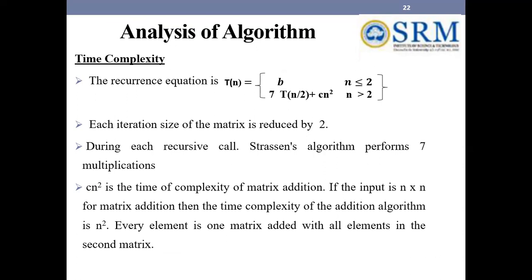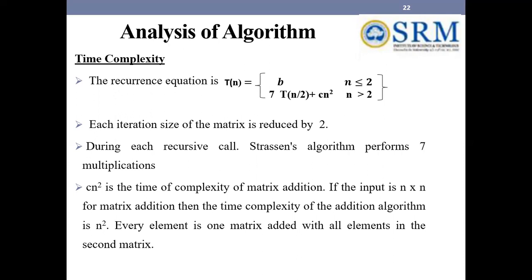There is an addition operation also. So if we give a 2 cross 2 matrix addition, every value in matrix A is added with every value in matrix B. So the time complexity is n square. So the first term, 7 into T of n by 2, is the time complexity for multiplication, and Cn square is the time complexity for matrix addition. Each iteration's size is reduced by 2: T of n by 2, again T of n by 2.